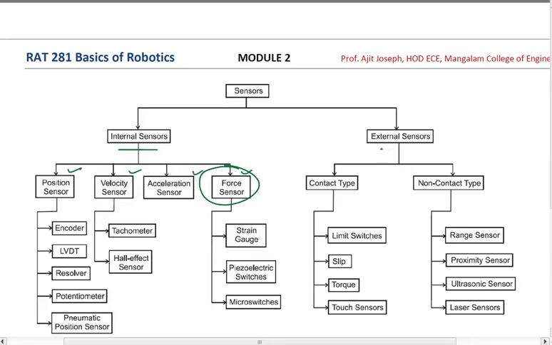Whereas external sensors, we will broadly classify into contact type sensors and non-contact type sensors. The contact type sensors are basically like limit switch, slip, measurement of torque, and touch sensors. These all come in the contact type sensors. Whereas non-contact type sensors are the ones used to find out, for example, range with the help of ultrasound or ultrasonic. Similarly, we have proximity sensors, ultrasonic sensors, and laser sensors. All of these are non-contact type sensors.